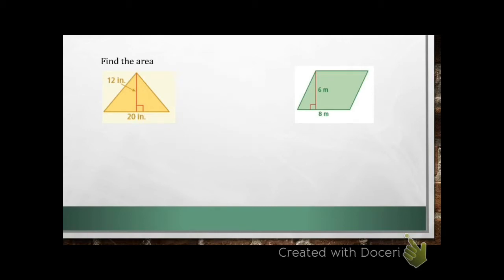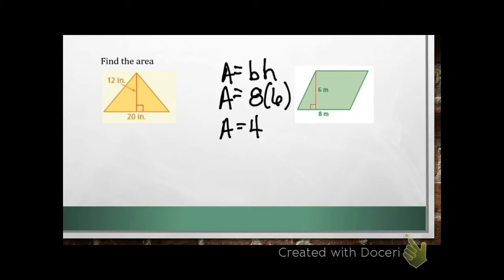All right, let's go ahead now and find the area of our parallelogram. Again, start with your formula. A equals B times H. A equals 8 times 6. And A equals 48 meters squared.